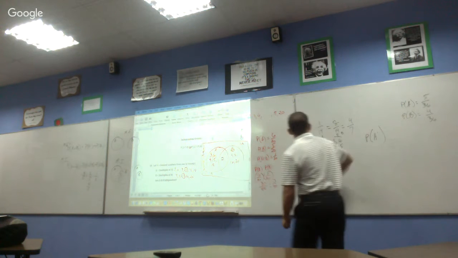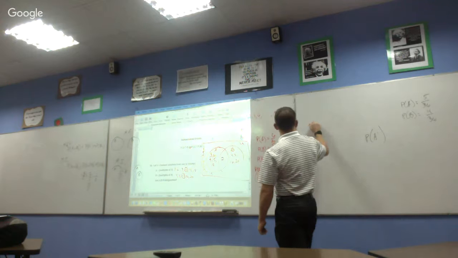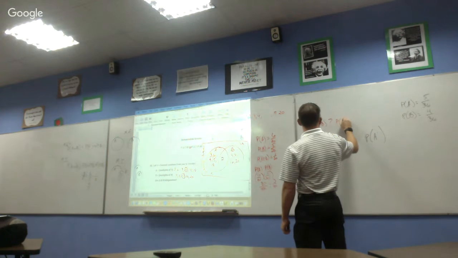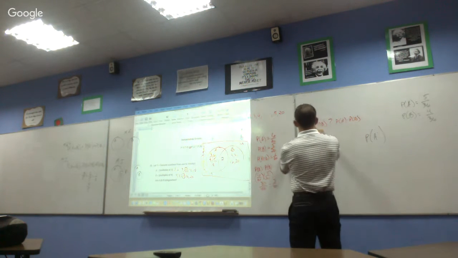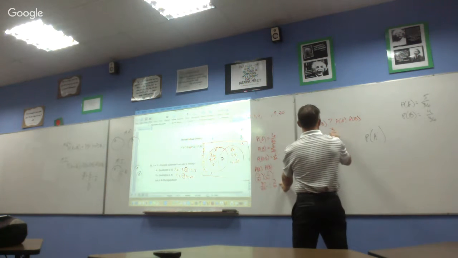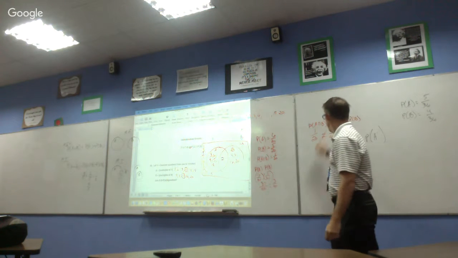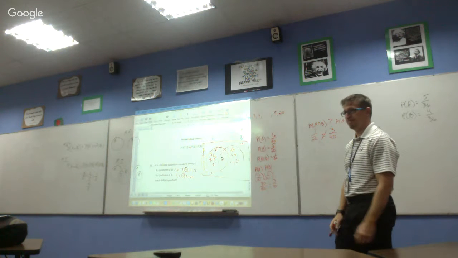So we compare it to the intersection. Does the probability of A intersect B equal the probability of A times the probability of B? Does 1 out of 20 equal 3 out of 40? No, they do not equal. Are they independent? They're not independent.